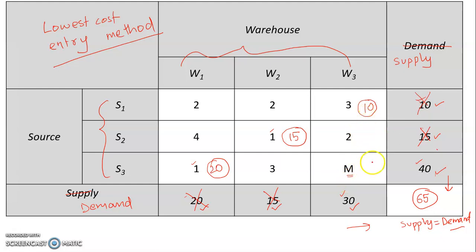This is the only cell left now where some allocation can be made. And if you see, W3 still requires 20 units. So these 20 units actually go in the loss. So 20 plus 10, 30. It is also done.